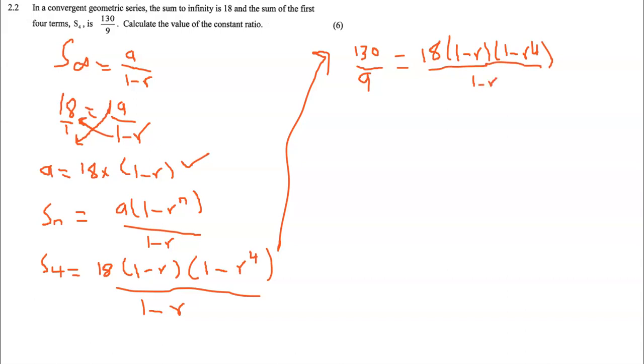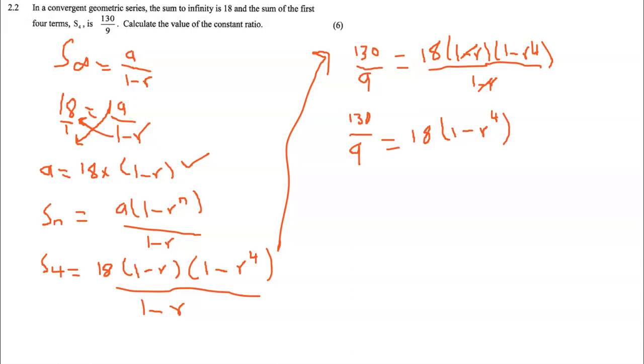We know from maths that if the same expression is dividing, they can cancel each other. Meaning 1 minus r and this 1 minus r are the same thing, and they cancel, so we'll be left only with 130 divided by 9 equals 18 times 1. Eighteen times 1 will just be 18, because any number times 1 is that number. So the remaining bracket will be 1 minus r to the power of 4.